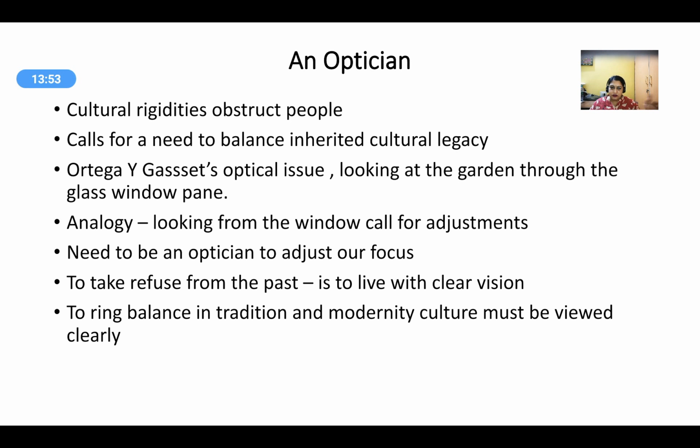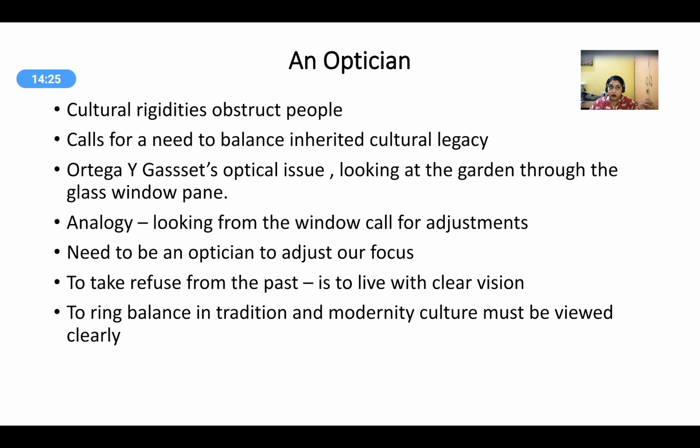But imagine if the window is completely clean and transparent, you are quickly able to look out of the window pane towards the garden, and over a period of time, as you are looking out of the window, you will forget that you are looking out of a window pane, and you will focus only on the garden. This aspect of looking out of the window calls for adjustments. It requires us to be an optician to adjust our focus.